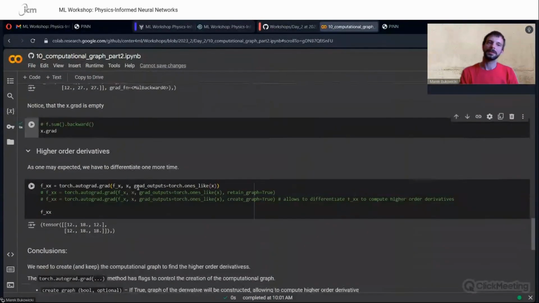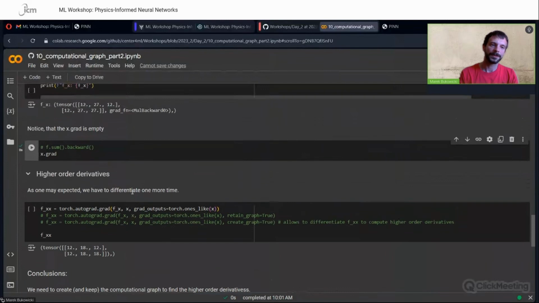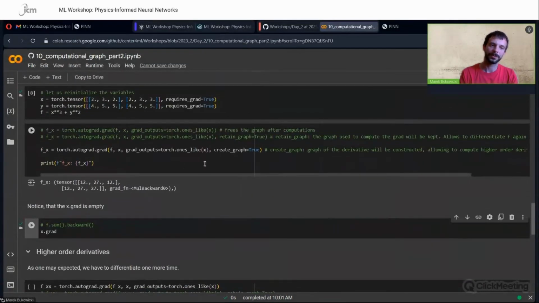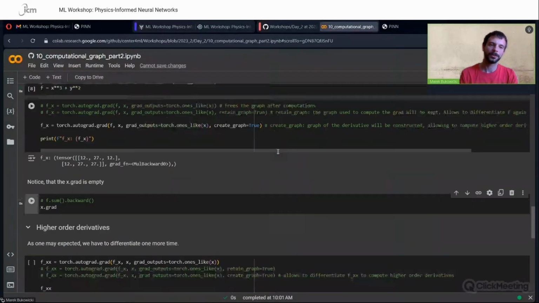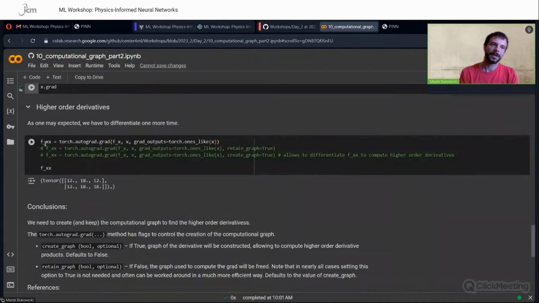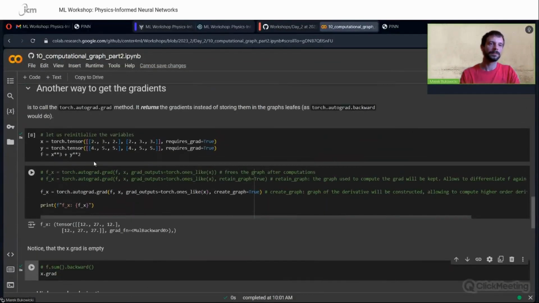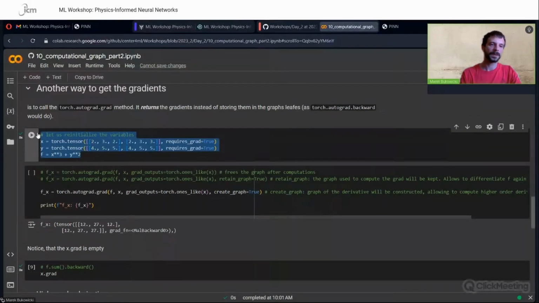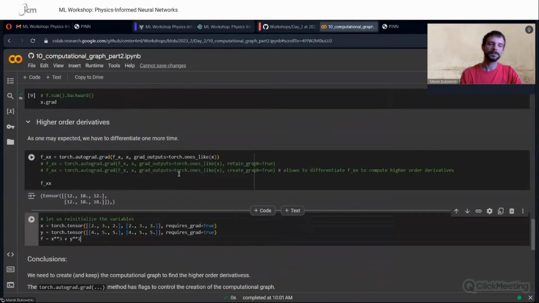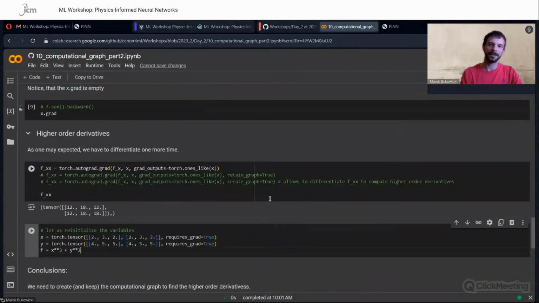In order to take the second derivative, we first of all need the first derivative, and we need to have create graph equal to true. And we can do the same differentiation on f of x by x. We don't need to create graph anymore because we don't need higher derivatives. Now, just a few words about this retain graph, create graph, and so on.